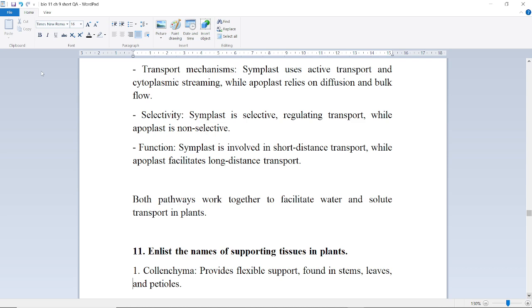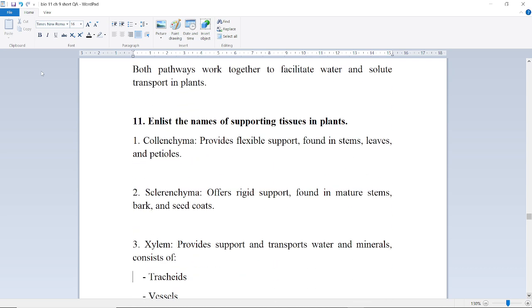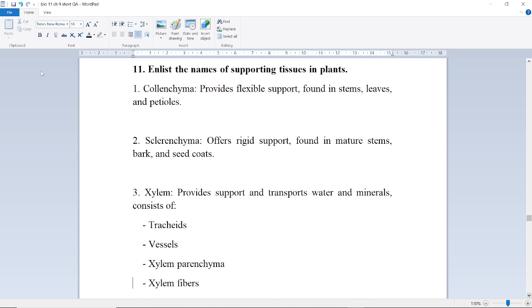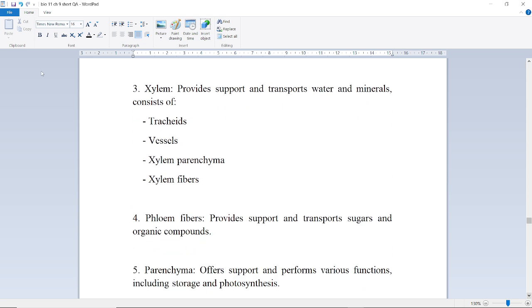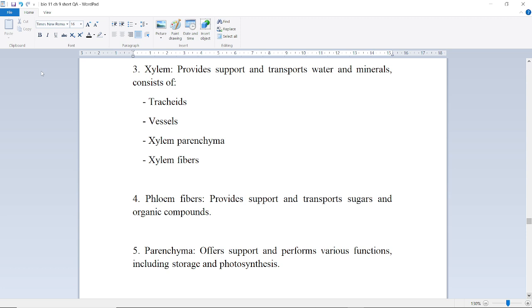Next question is, enlist the names of supporting tissues in plants. First of all, collenchyma provides flexible support, found in stem, leaf, and petiole. Next is sclerenchyma, which offers rigid support, found in mature stem, bark, and seed coat. Next is xylem, which provides support and transports water and minerals. It consists of tracheids, vessels, xylem parenchyma, and xylem fibers.